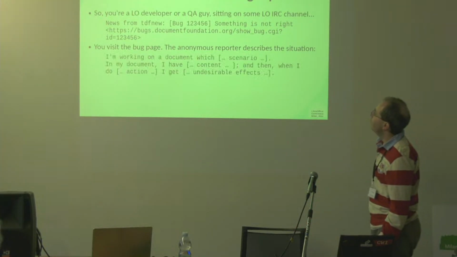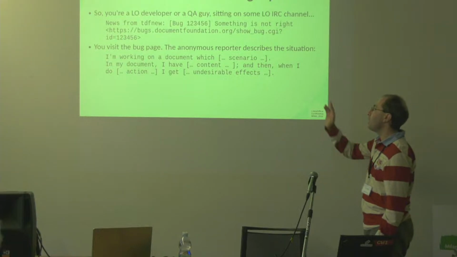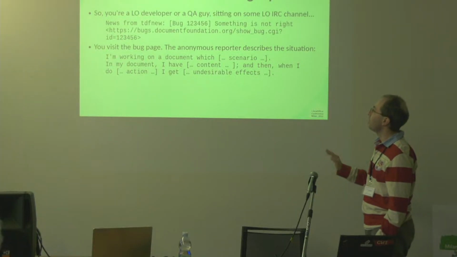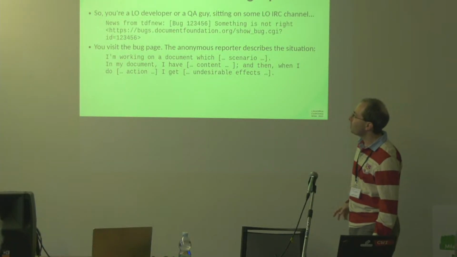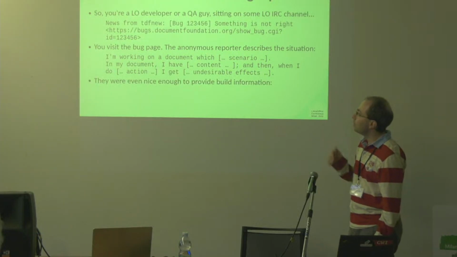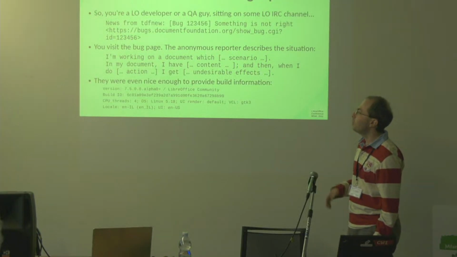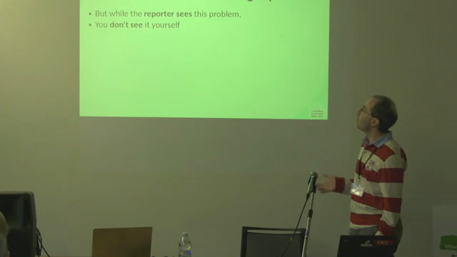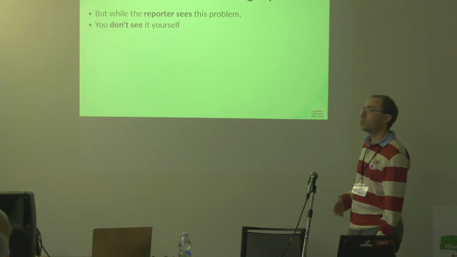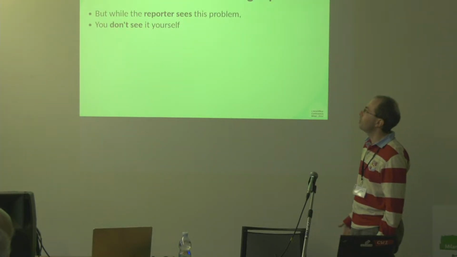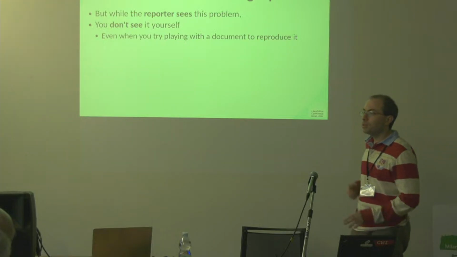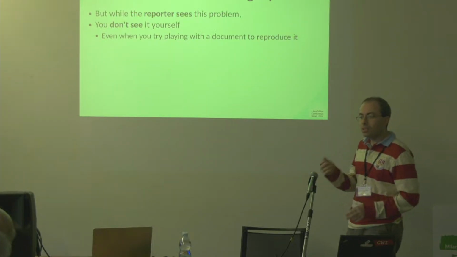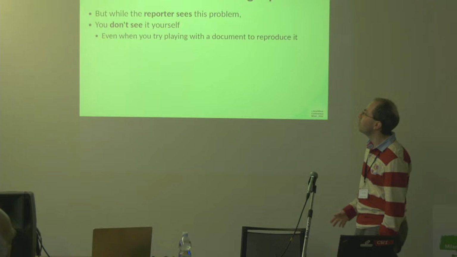And they describe the bug. I have this document. I'm doing this thing. I'm doing that thing, and this is what I get. And they're even nice, so they provide some build information, which is really great. But even though they see the problem, you might not see it. So you try to follow the instructions. You don't see anything wrong. Even if you're playing with the document a little, putting effort into it, you still don't see it.